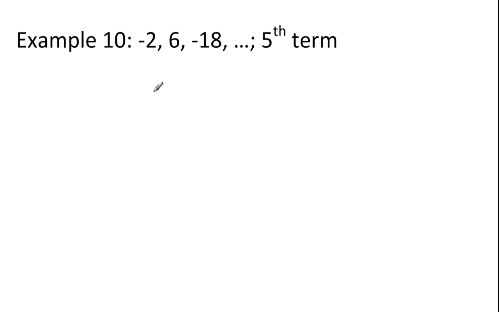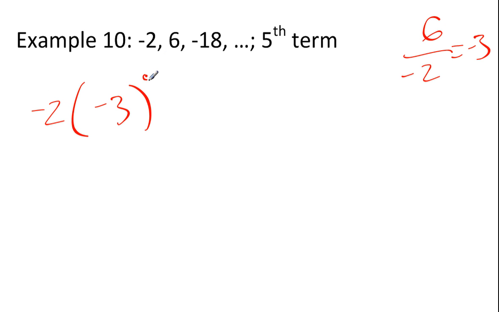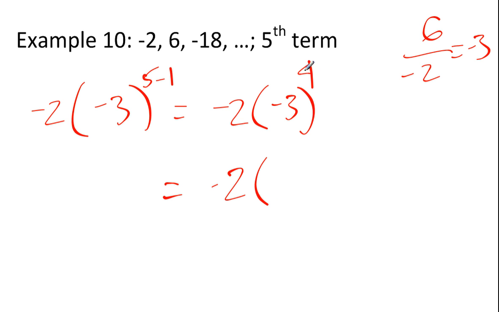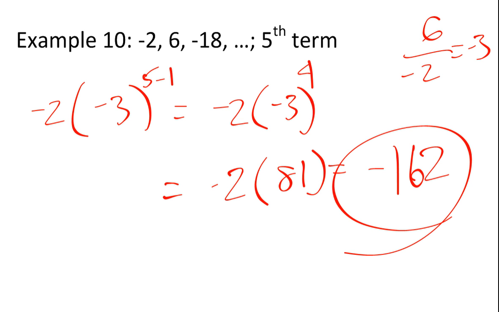Oh, this is great. Alright, here we're multiplying by, I don't know, let's go figure it out. 6 over negative 2 is a negative 3. So we're going to go negative 2 times negative 3 to the 5 minus 1. 5 minus 1 is 4. So negative 2 times negative 3 to the 4th power, which is a positive 81. It's an even power, so it's going to come out positive, and then when you double that, we get our negative 162 for our final answer.